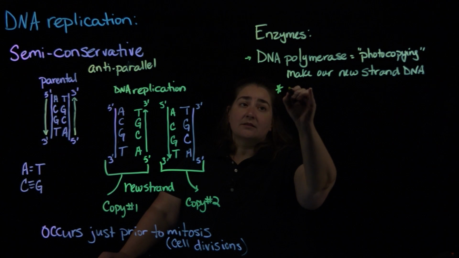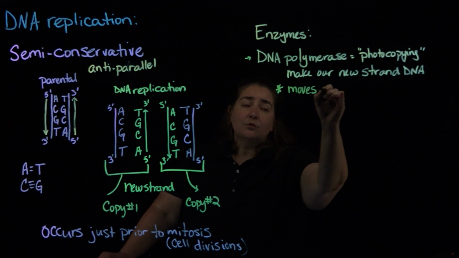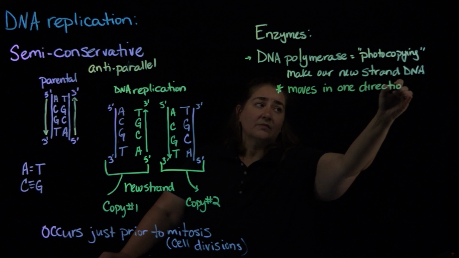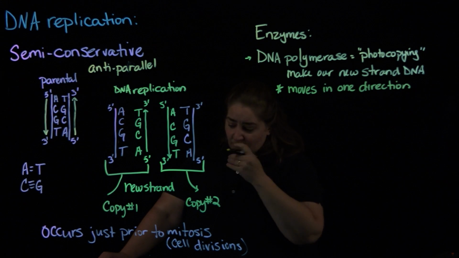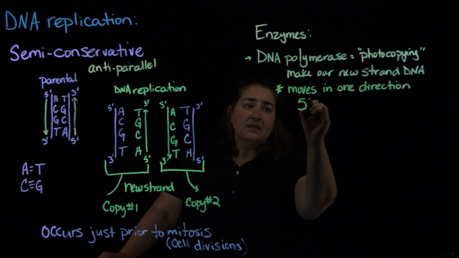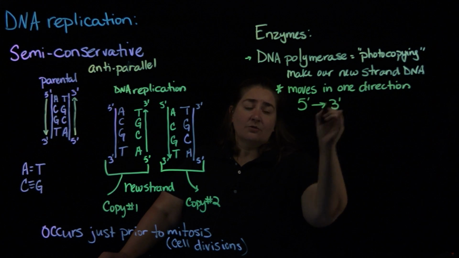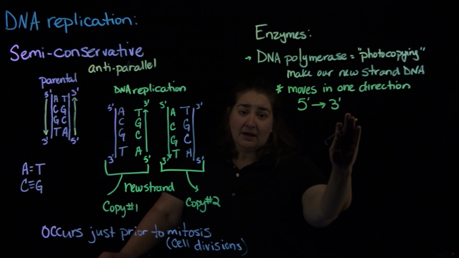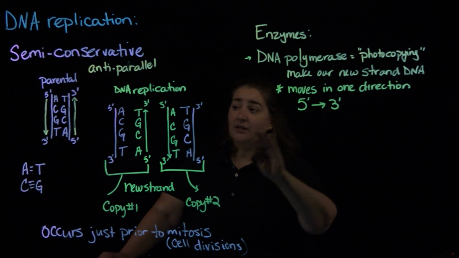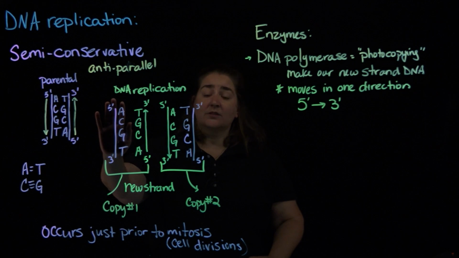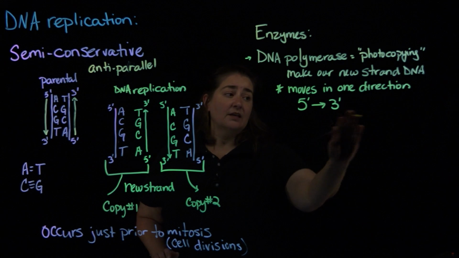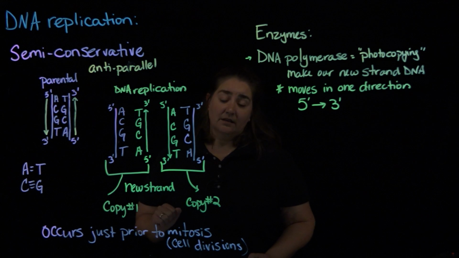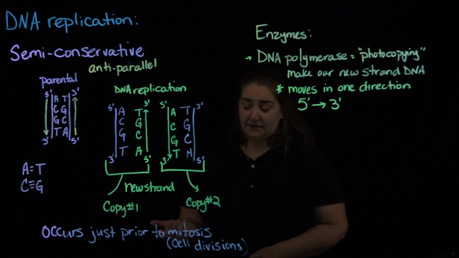DNA polymerase only moves in one direction, okay? And that direction for DNA polymerase is 5' to 3'. So that's the direction that that particular enzyme has to move on the DNA template. The DNA template is going to be our parental strand. That DNA polymerase is going to read what's in the parental strand and fill in the corresponding nucleotides.